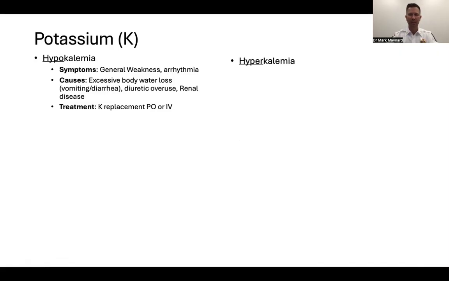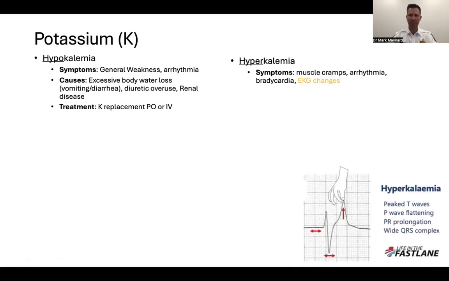All right, hyperkalemia. This is where we need to focus our efforts. So when the potassium is too high, this is where we're going to focus. All right, so what are the symptoms? Well, they can develop muscle cramps as an early symptom, eventually arrhythmias, and then become bradycardic. And what are the EKG changes that we see with hyperkalemia? These are things that we know from our paramedic school.